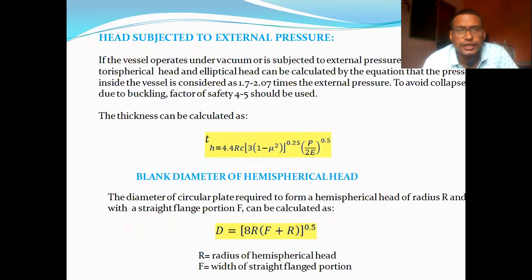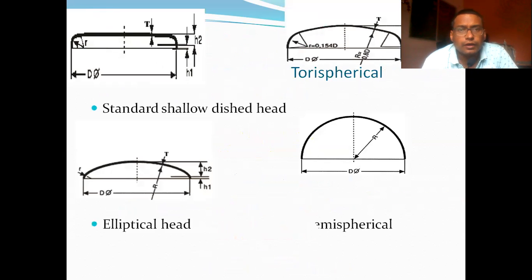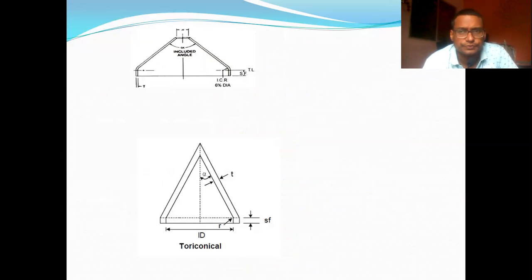Then heads subjected to external pressure are calculated by using TH equal to 4.4 RC into bracket 3 into 1 minus mu square raised to 0.25 into P upon 2A raised to 0.25. Then you can pause this and draw all the 4 standard heads: shallow dish head, toruspherical head, elliptical head, hemispherical head and conical head figures.